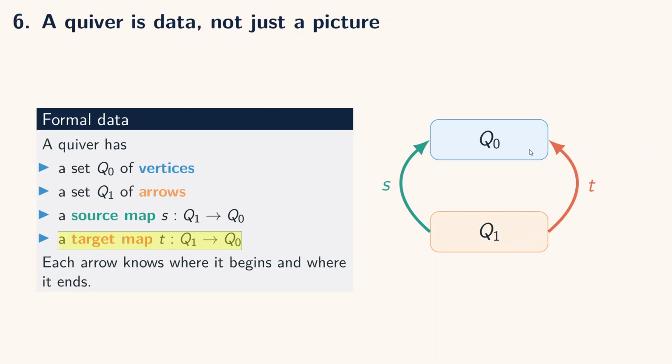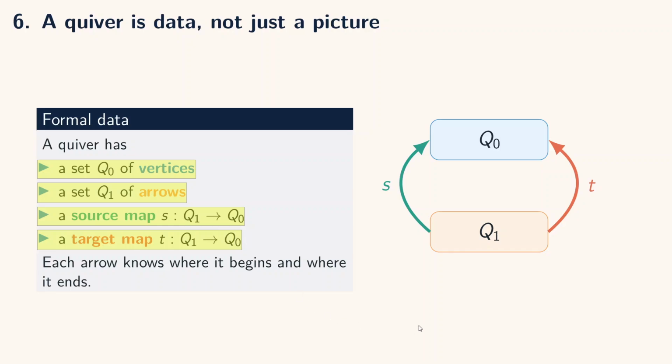In the diagram, you can see Q0 on one side and Q1 on the other, with the 2 functions S and T drawn as arrows going from Q1 into Q0, the source map and the target map, each doing its job. These 4 things together, Q0, Q1, S, and T, completely and precisely describe any quiver you could ever draw. Every vertex, every arrow, every direction, all of it is captured. Nothing is left to interpretation.